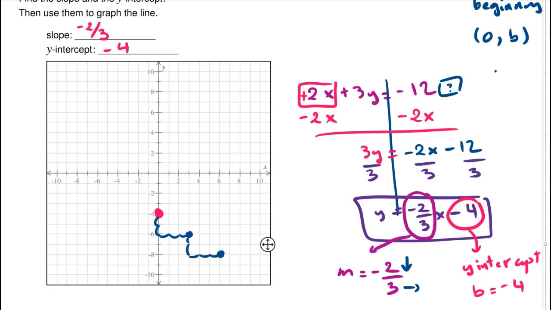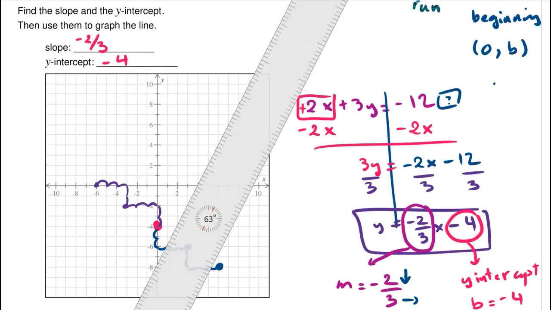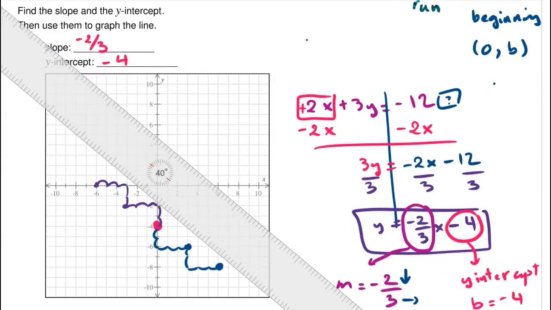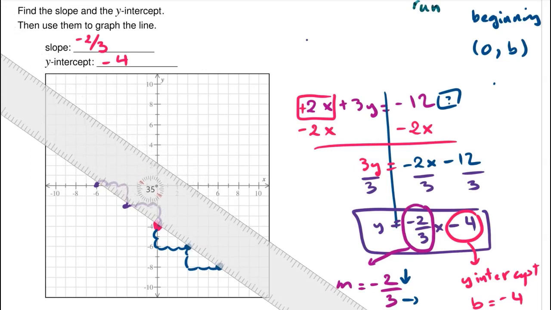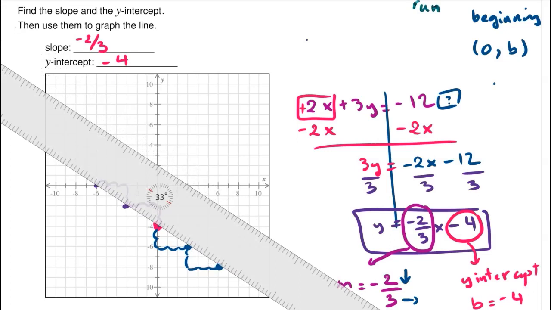Now just a quick reminder: if you go down 2 and run over 3 and that is out of your graph, if they don't give you enough space, we can do the reverse. Instead of going down, you go up 2, and instead of going to the right, you go to the left 3. We only do that when they don't give you enough space to graph the line. Then go ahead and draw the line through the points.